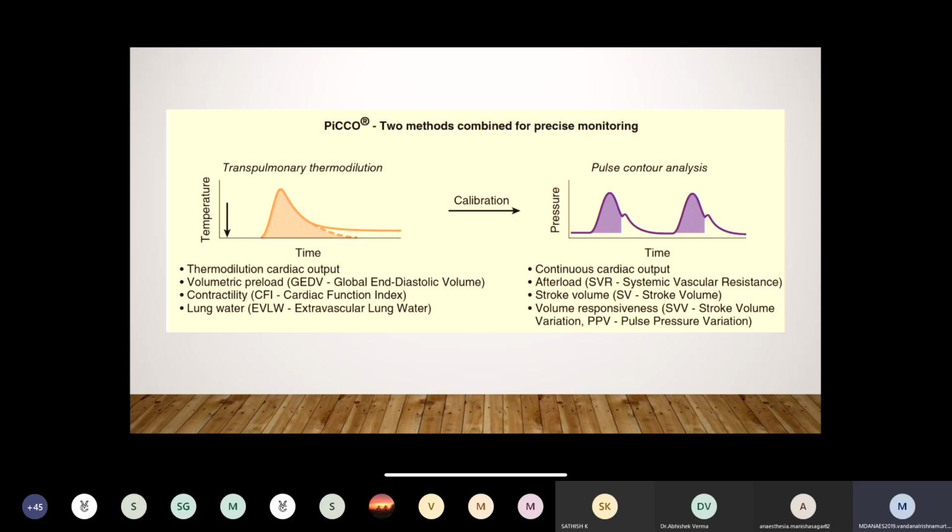By using pulse contour analysis, there will be continuous cardiac output monitoring, and we can measure afterload, systemic vascular resistance, stroke volume, and volume responsiveness by using the SVV and pulse pressure variation.